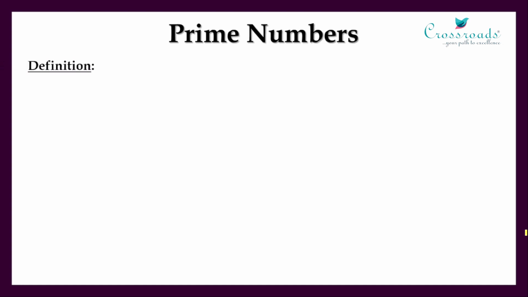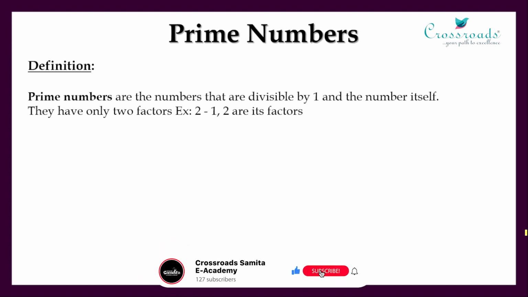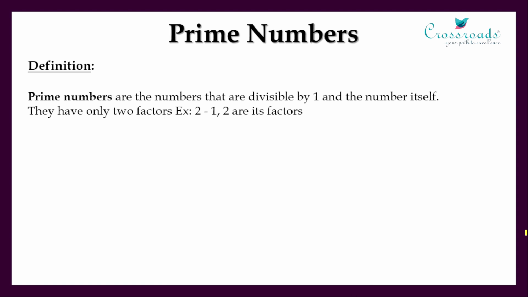What are prime numbers? Prime numbers are divisible by 1 and the number itself. They have only two factors. Example, if I take the number 2, it has only two factors, that's 1 and 2. So the number 2 is divisible by 1 and the number itself.